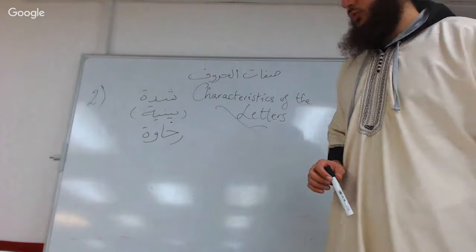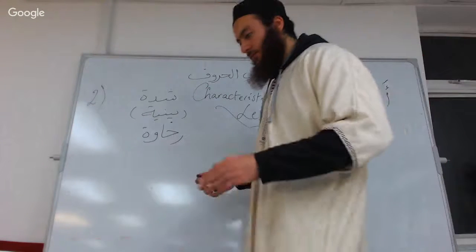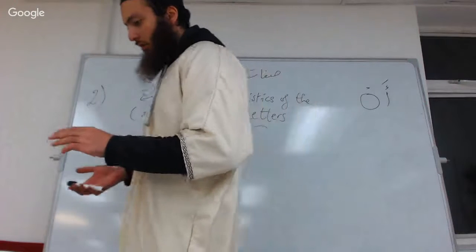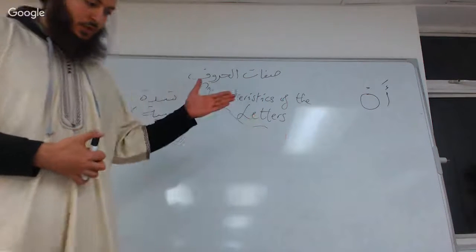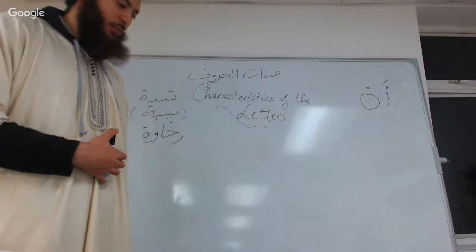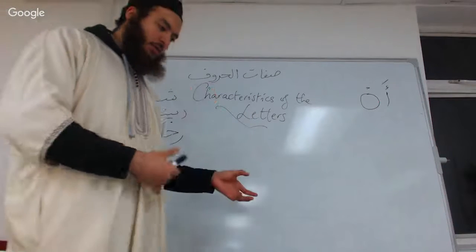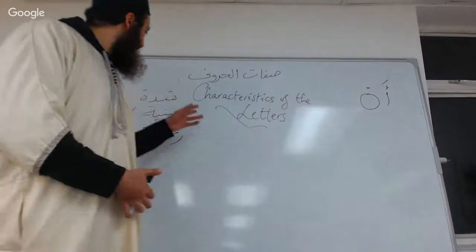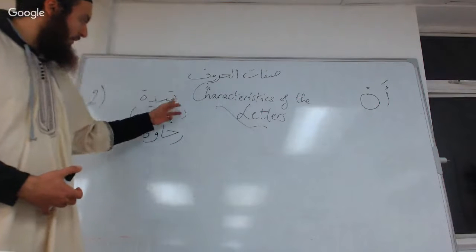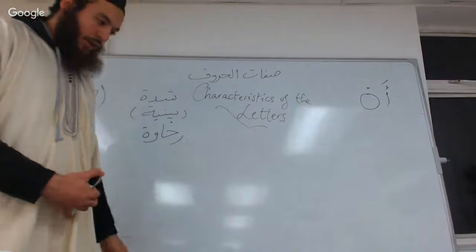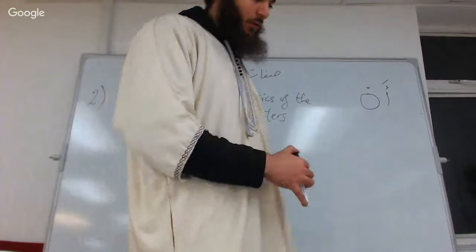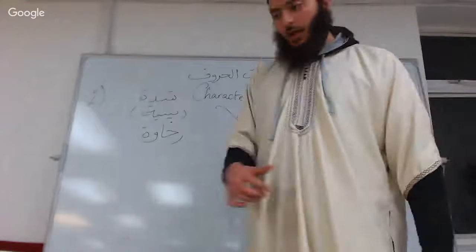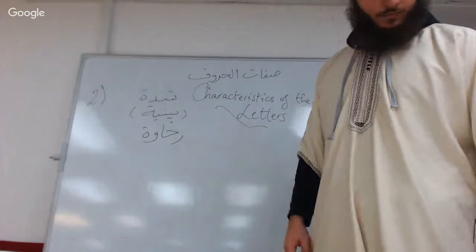Those were 2 very clear and very simple characteristics with the opposite. Hams and Jahr, its opposite. Hams having 10 letters, Jahr having 18 letters, and Shidda having 8, Baini having 5, and Rakhawa having the rest, which would be, if you do quick maths, 15 letters of Rakhawa. The 8 of Hams, and then an extra 7.